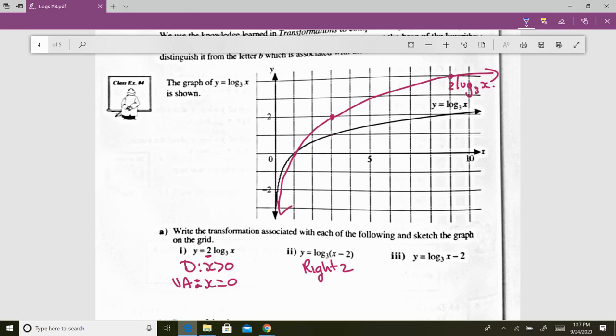So if we move it right 2, so now our vertical asymptote was at 0. If you move it left or right, just like the k value moves the horizontal asymptote in an exponential graph, the h value will move the vertical asymptote left or right in a logarithmic graph. So our vertical asymptote has moved to 2.